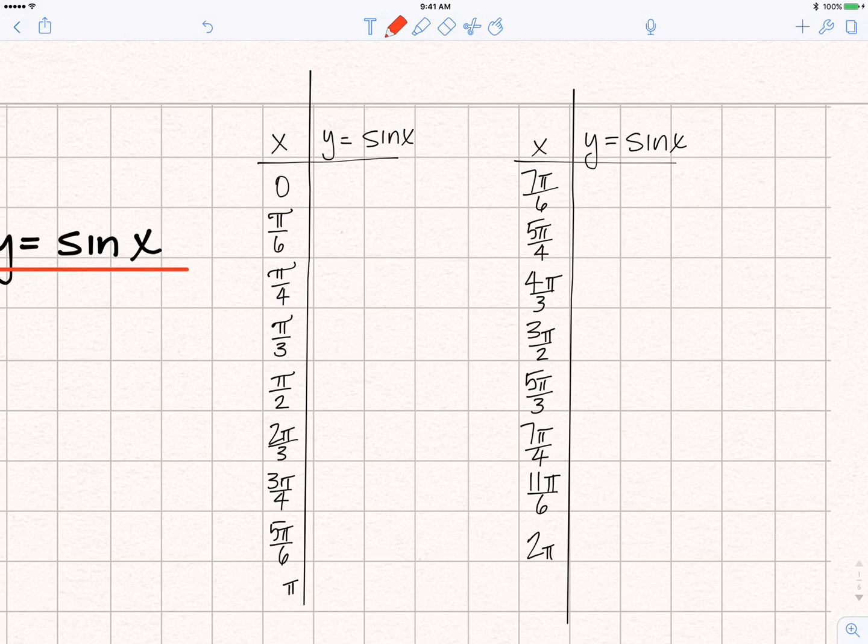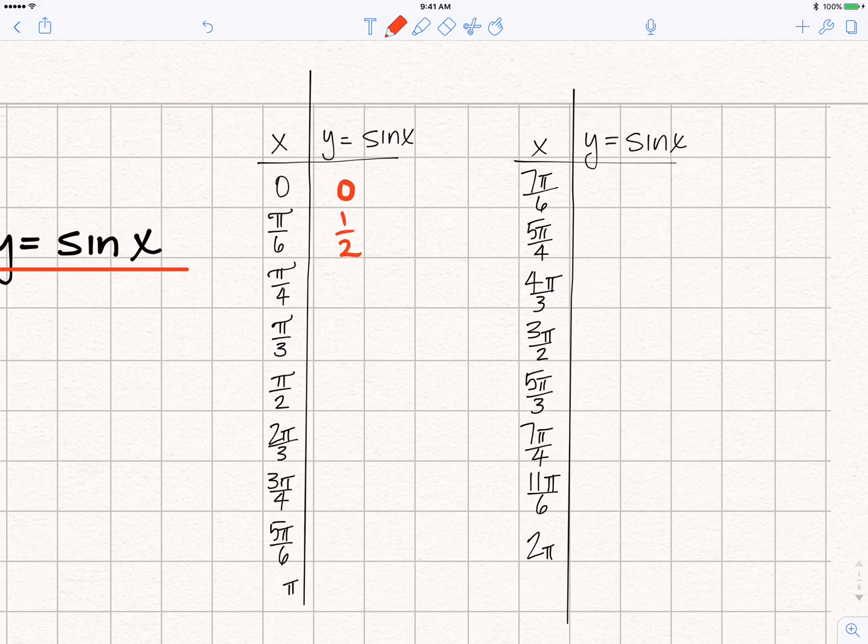If my radian value is 0, if I'm at my 0 radian or the same place as 0 degrees, what is the sine value there? What is the y value there? Well, it's 0. Now go on up to pi over 6. What is the y value or the sine value at pi over 6? It's a short leg, so it's 1/2.